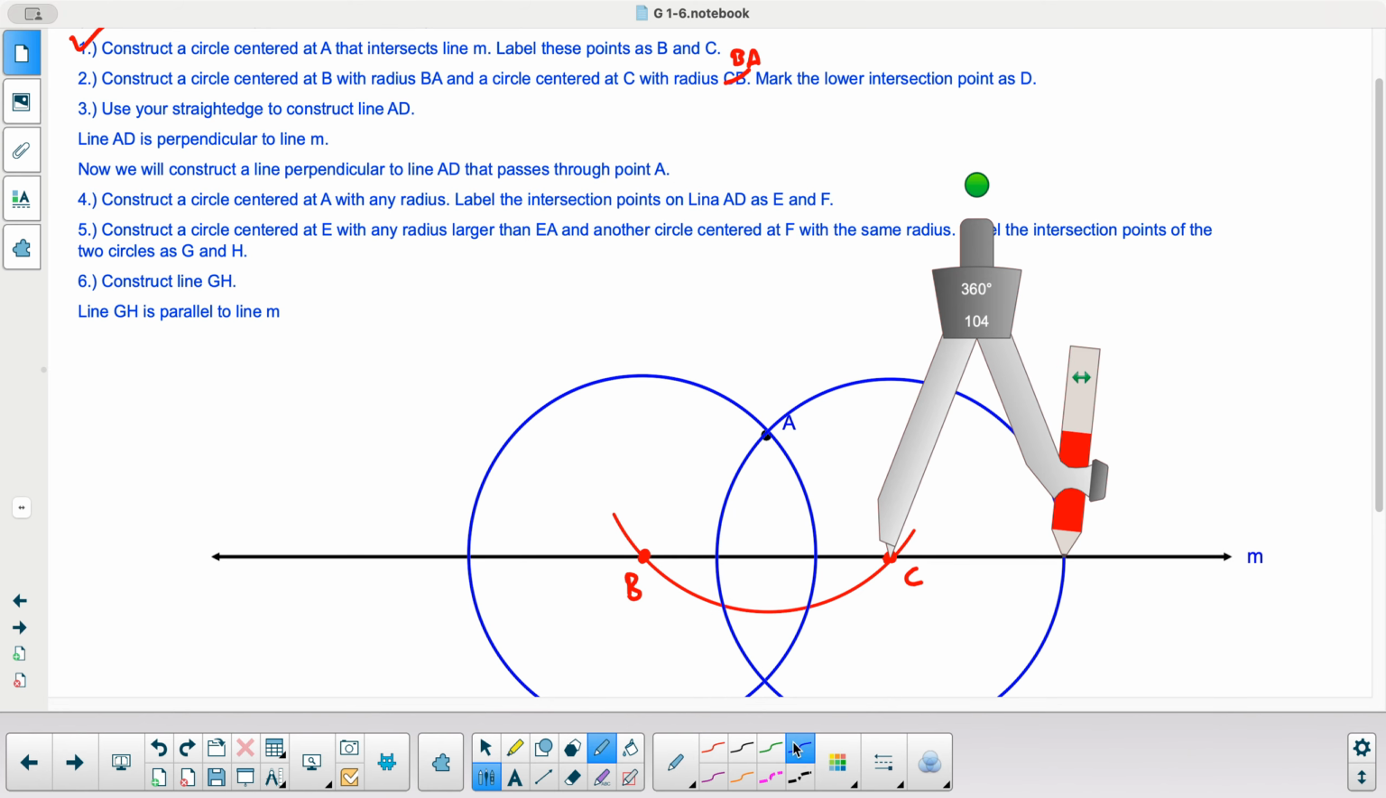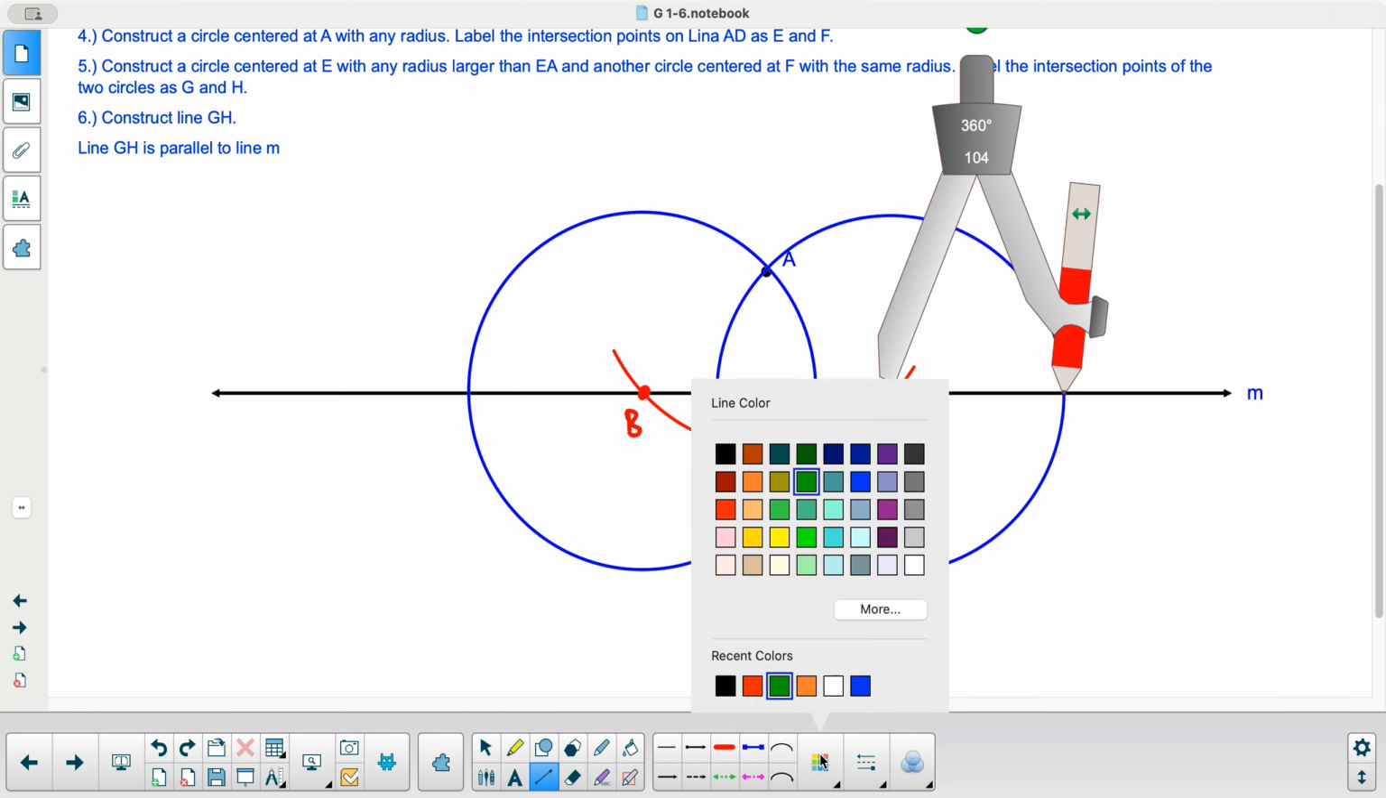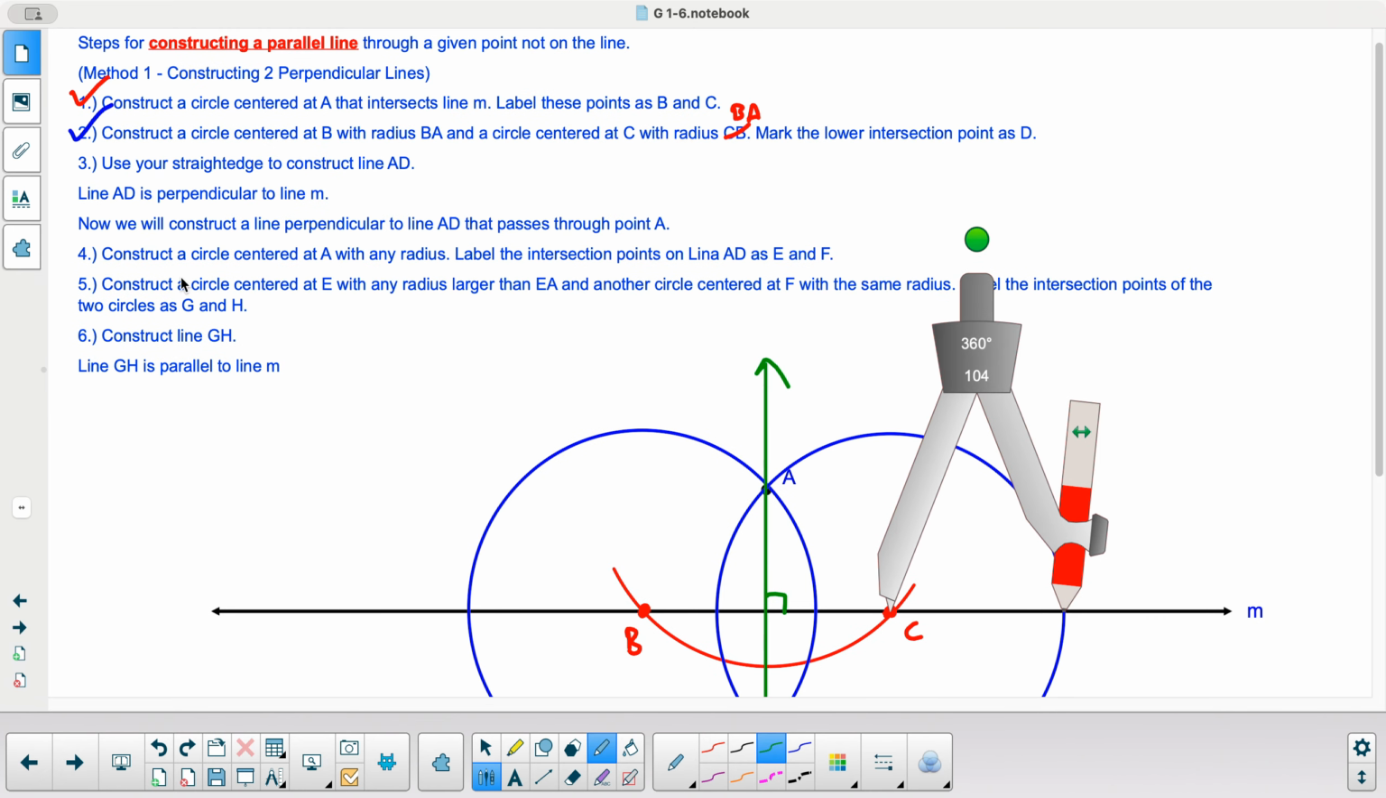And then the next step is line AD. So AD, there it is. Oh, I was supposed to label this point here as D. So there it is, line AD. Okay, so this line we know is perpendicular. Line AD is perpendicular to M. It's the same thing we just did. So now I'm going to basically construct a line perpendicular to line AD and passing through A. That was step 3.